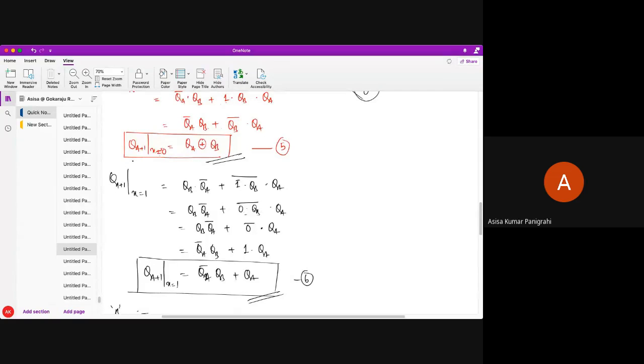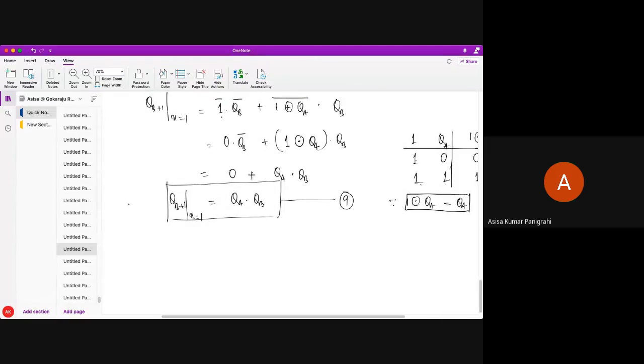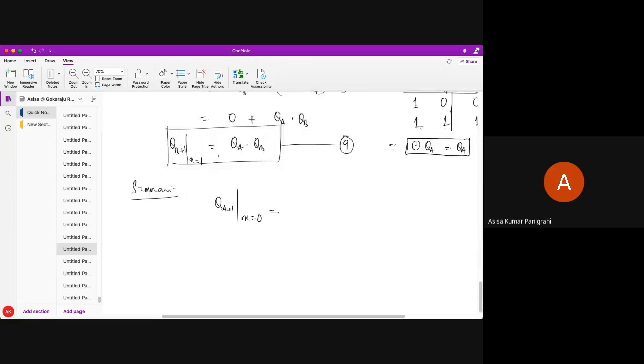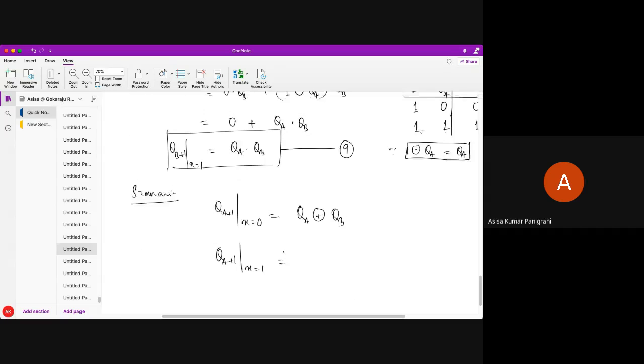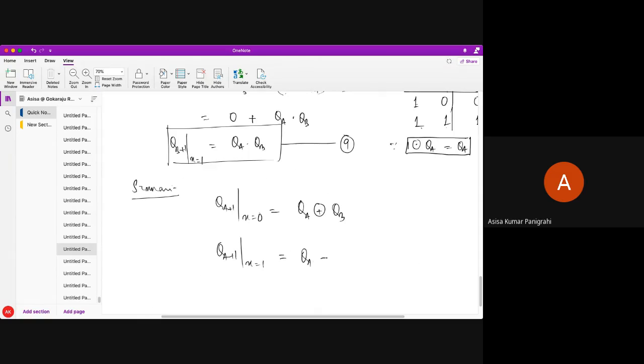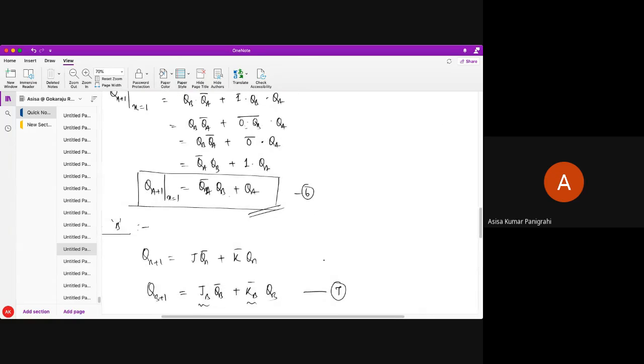So I'm just summarizing here my step number 2 to you. I have got the transition equation for QA plus 1 at x equal 0. What have I got? I have got here QA XOR QB. Okay. Now QA plus 1 at x equal to 1. What have I got here? At x equal to 1, I have got QA or QA bar and QB. Okay.